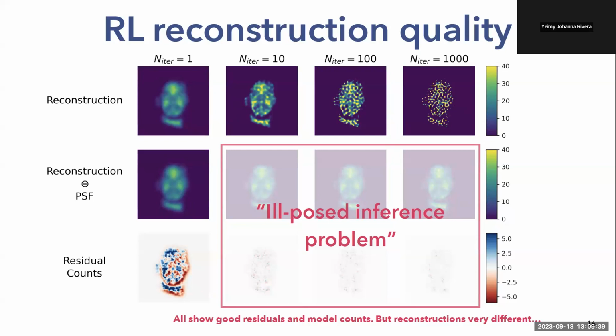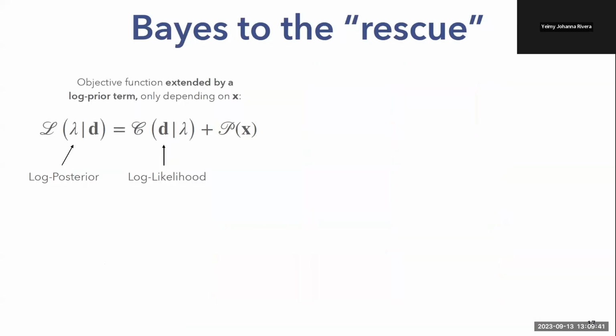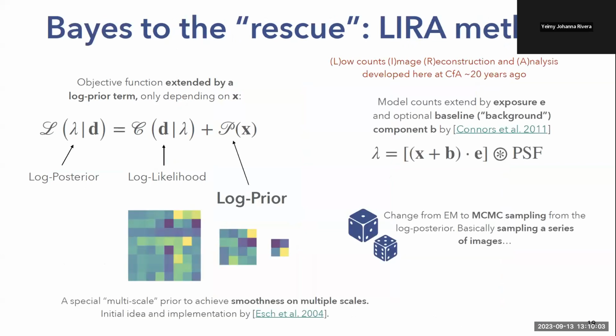One approach to improve on this is including more prior information in the problem. So we call this Bayes to the rescue. The objective function that we have seen before is now extended by a log prior term that only depends on X, so only the parameters that are in the optimization. This we call the log prior.